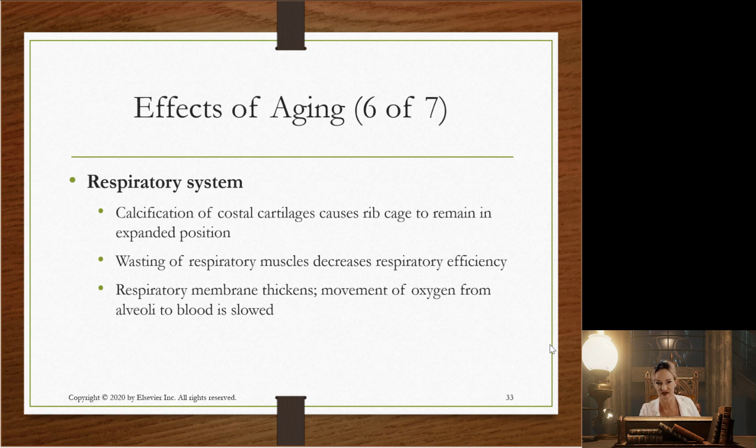Respiratory changes cause calcification of costal cartilages that cause the rib cage to remain in an expanded position. When the rib cage remains in this expanded position, respiratory efficiency decreases, and this condition can result in what's called a barrel chest. We have wasting of respiratory muscles that decreases respiratory efficiency, and the respiratory membrane thickens, and movement of oxygen from the alveoli to the blood is slowed.